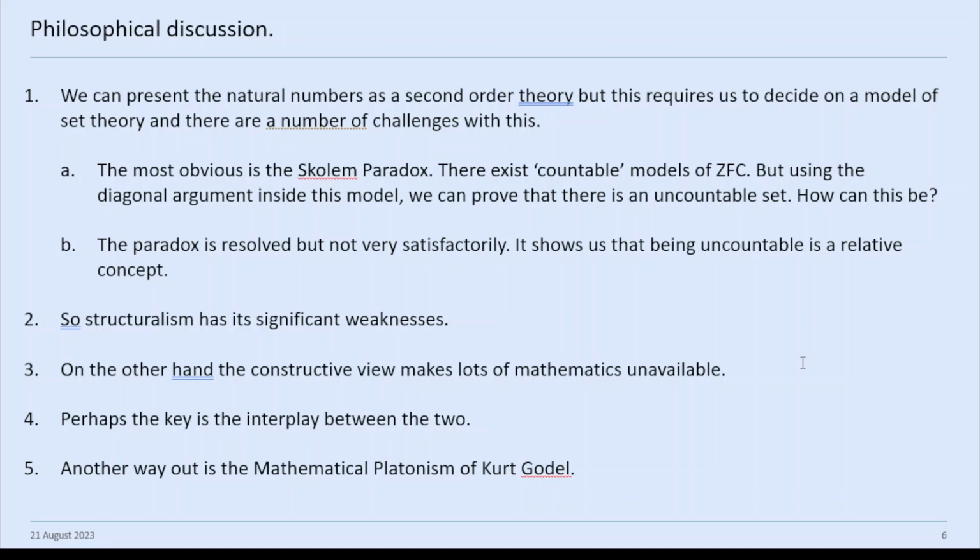But this is kind of a resolution, but it's not entirely satisfactory, because it shows that being uncountable is a relative concept. You're kind of uncountable from within the model, but countable when looking in from outside, which is odd. So there are some real complexities or even weaknesses around structuralism. On the other hand, the constructive view does make a lot of mathematics unavailable, because it means you can't do proof by contradiction or reductio.